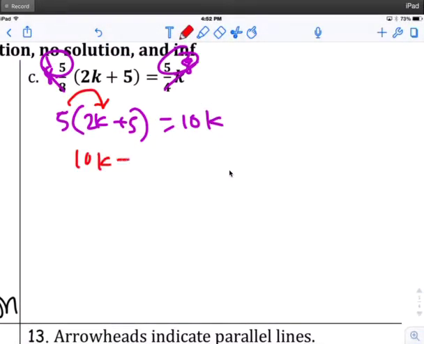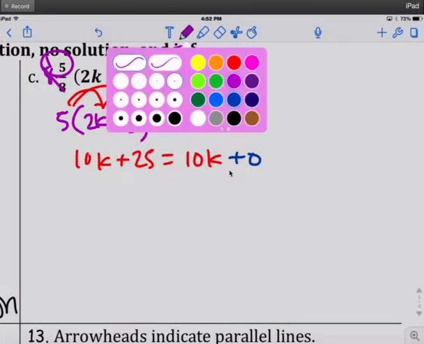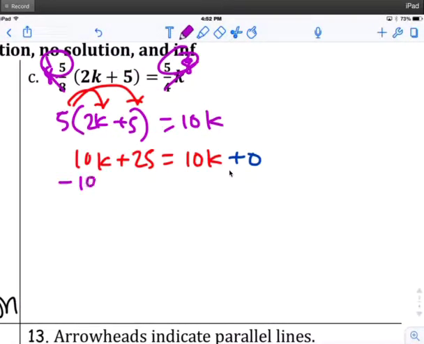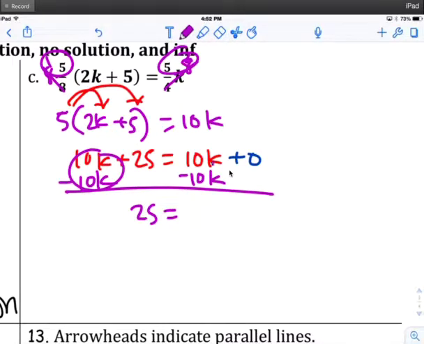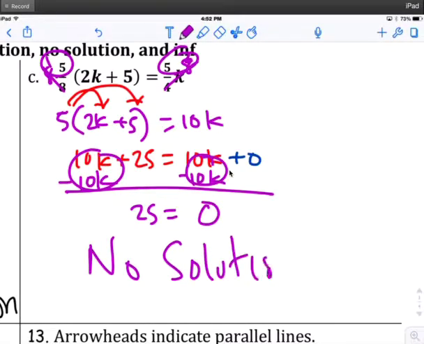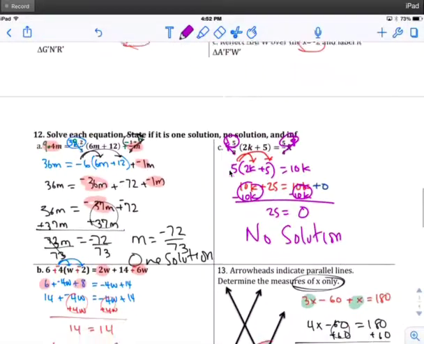10k plus 25 equals to 10k. Now, if this is confusing to you, you can always add 0 here. Okay, make 0 to the 10k minus 10k minus 10k. 0 plus 25 is 25. 0 plus 0 is 0. No solution. Okay.